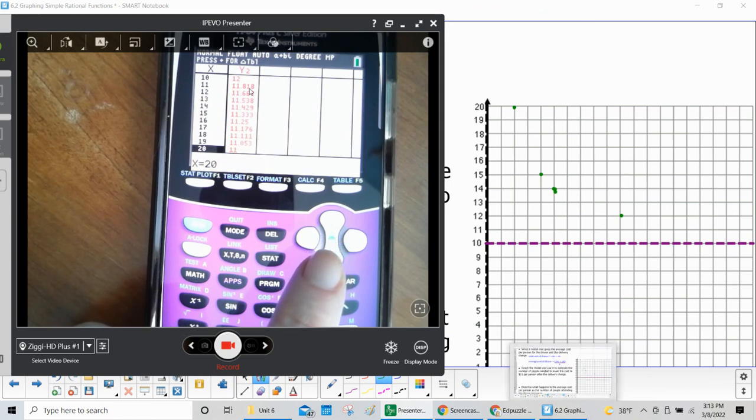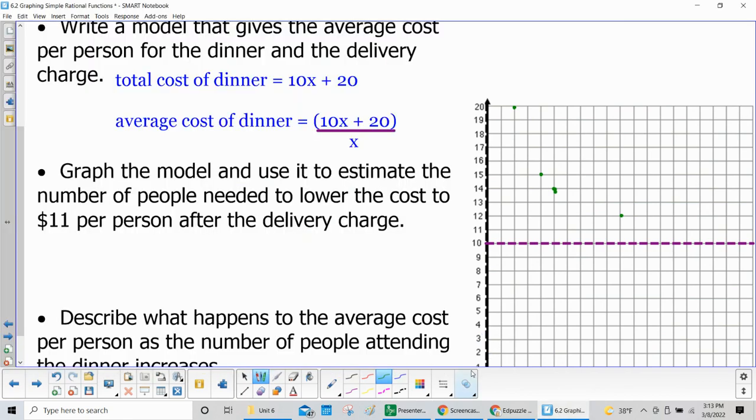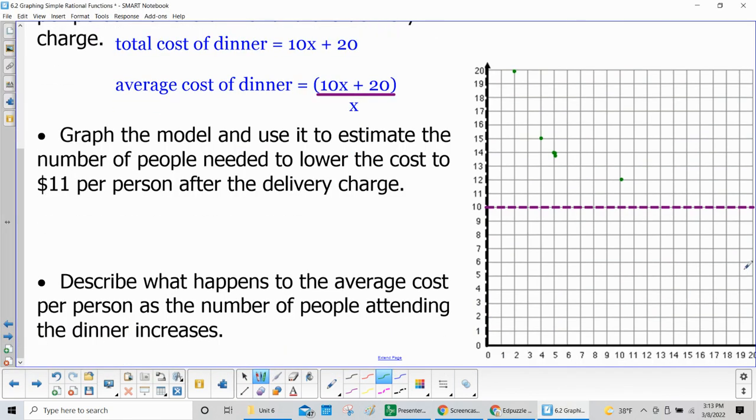So we could plot any of these other ones too, but it's just easier, I think. So when I get all the way down here to 20, it's going to cost $11. So we're going to kind of have this branch that sort of runs around like this. So there's our graph as we approach all of that. So there's our equation. So, oh, and it says graph the model usage to estimate the number of people needed to lower the cost to $11 per person. Oh, well, hey, we figured that out. We graphed it on the table.